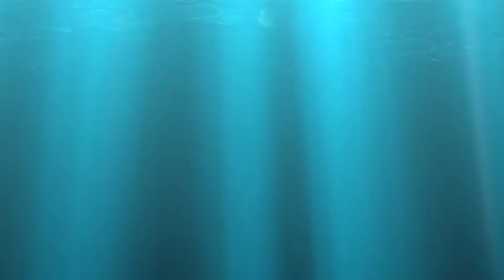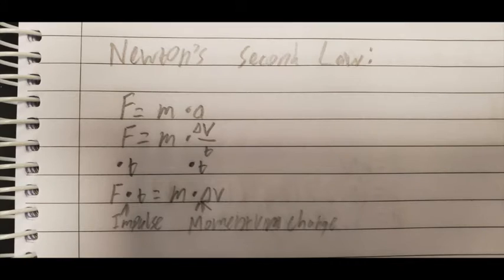In order to calculate momentum and impulse, we must first start with Newton's second law, which is force is equal to mass times acceleration. Acceleration can also be expressed as change in velocity divided by time. So this creates the new equation of force equals mass times change in velocity divided by time. And when we multiply by the time, it becomes force times time is equal to mass times change in velocity. The left side of the equation is impulse, and the right side of the equation represents momentum change.